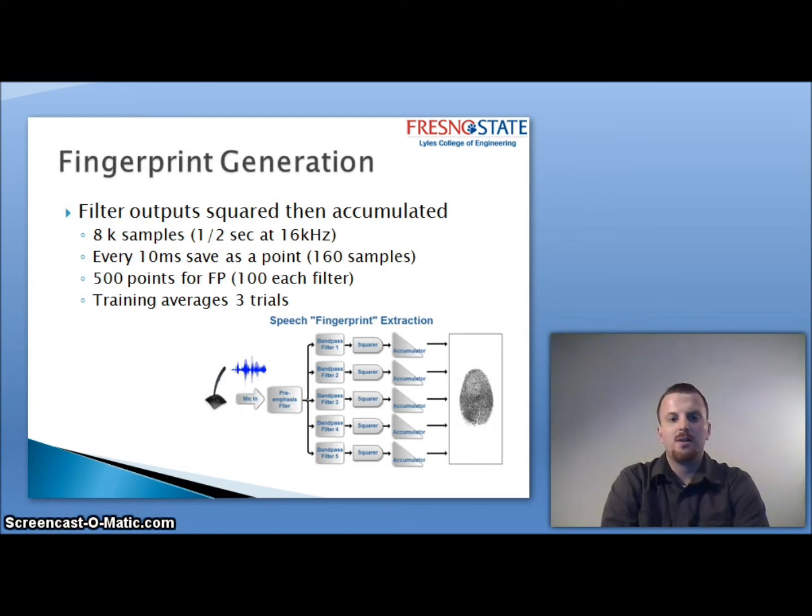In order to generate our fingerprints, we used a 16 kilohertz sampling rate. Since all of our words were fairly short, we just took 8,000 samples. A good estimation of voice is using windows of about 10 milliseconds to 30 milliseconds. So we squared the outputs of the filters and then added those to an accumulator, and after 160 samples, we saved that as a point for the fingerprint, thus giving 100 points for each filter and 500 points total for each fingerprint. As we're training the system, we go through 3 samples of the word, and then all those fingerprint points are added together and averaged.